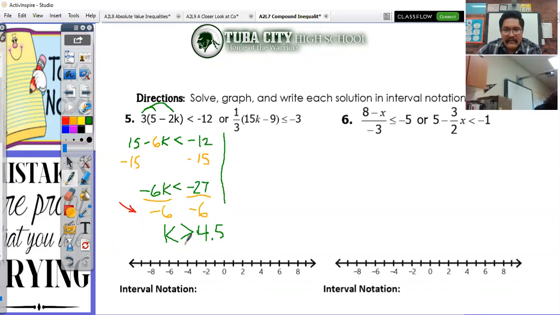So let's go ahead and graph this part. So mark out 4.5, which is, well, here's 5 right here. So 4.5 is going to be like right between 4 and 5. Open circle. And again, K is greater. So if I'm looking for the K, I got to go this way.